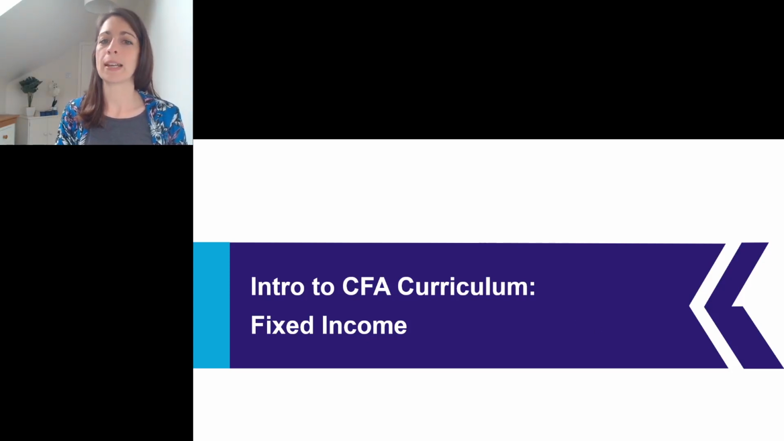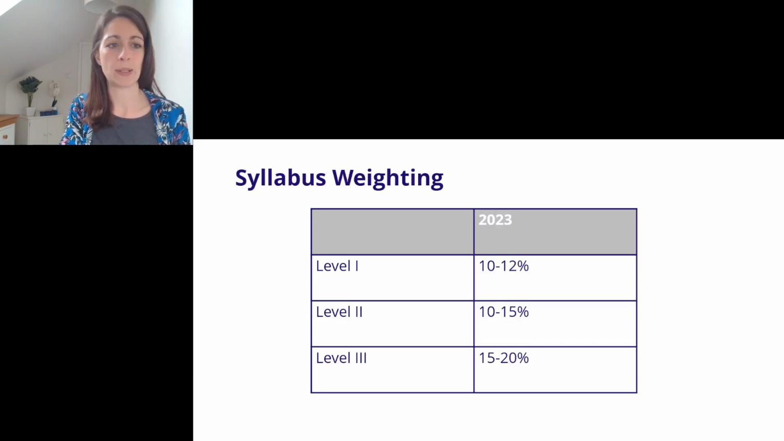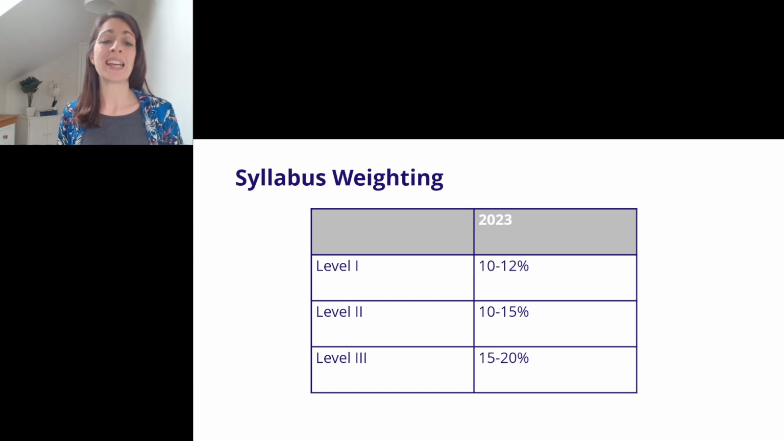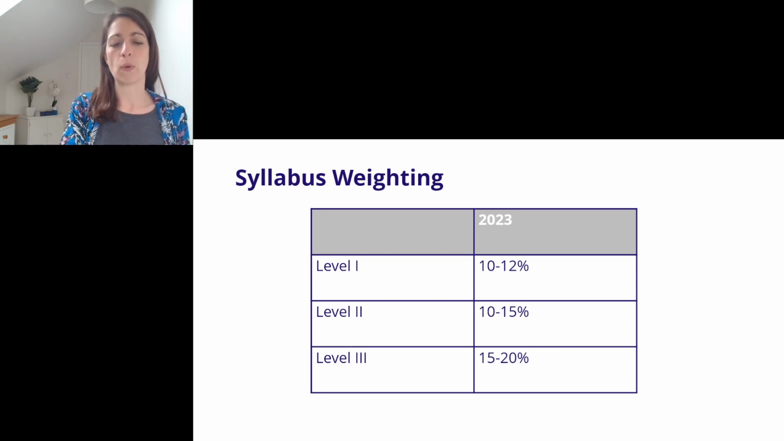This time we're going to be taking a look at fixed income across the 3 CFA exams. Now this does appear in all 3 exams. The syllabus weighting is fairly similar for level 1 and level 2, so 10 to 12% and then 10 to 15%. And then level 3 it increases to 15 to 20%. So it is a notable amount across all 3 exams. These are the 2023 weightings.